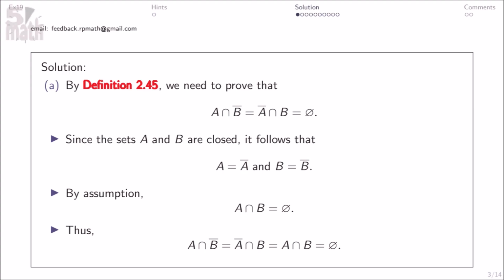Solution. A. By Definition 245, we need to prove that this. Since the sets A and B are closed, it follows that A equals A bar and B equals B bar. By assumption, this, thus, this.